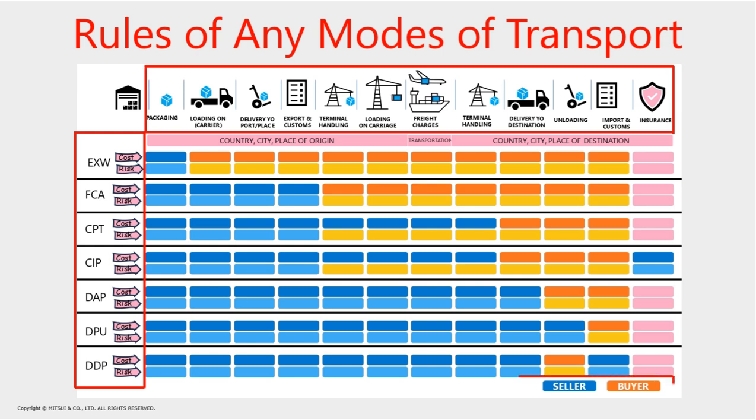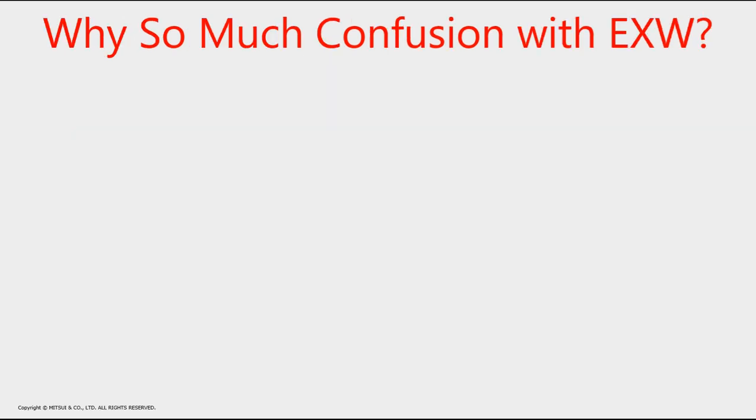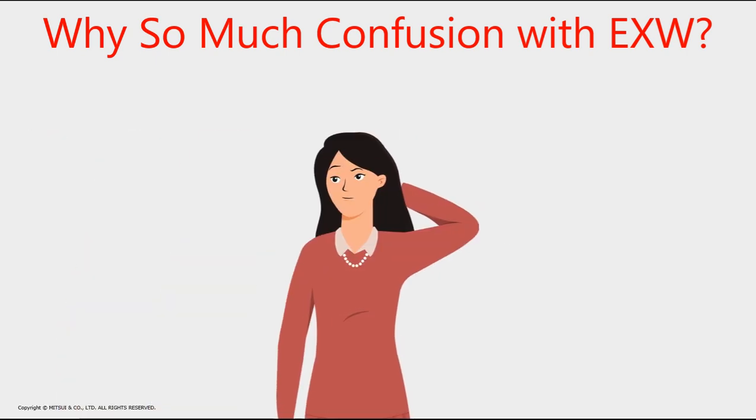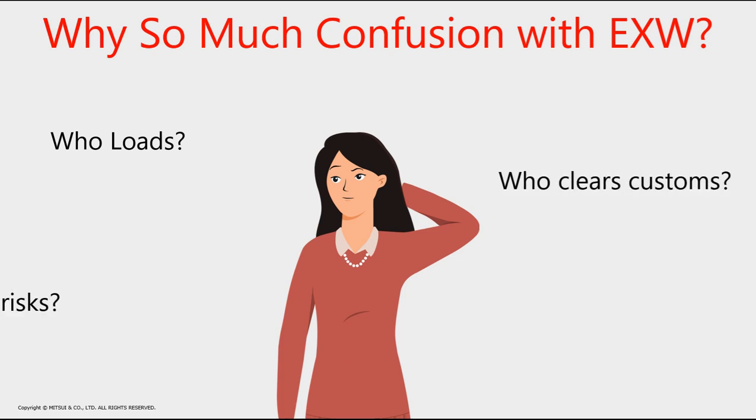So let's start with the first Incoterm, EXW, which means Ex Works, or Ex Warehouse. Have you ever signed a sales contract using Ex Works, only to be later blamed for customs delays, or unclear loading responsibilities? You're not alone. Ex Works seems simple: the seller just makes goods available. But in practice, it creates one of the biggest traps in international trade.